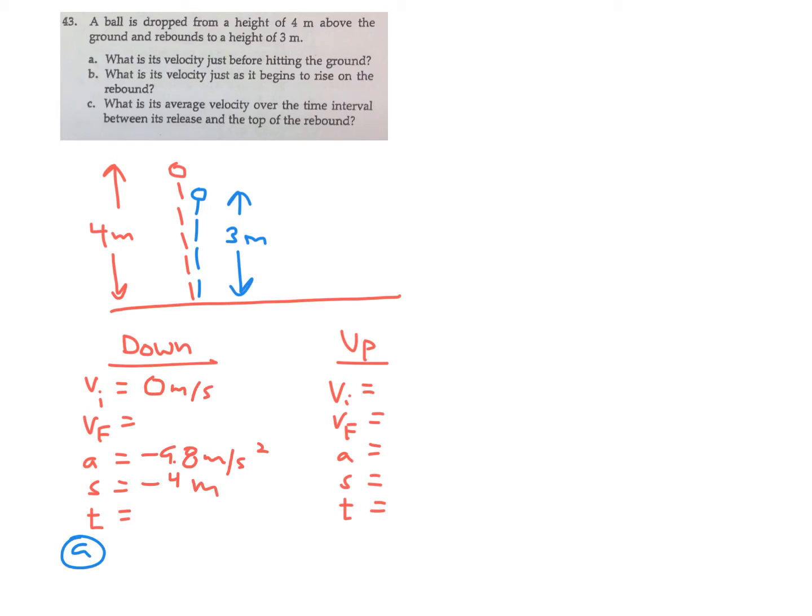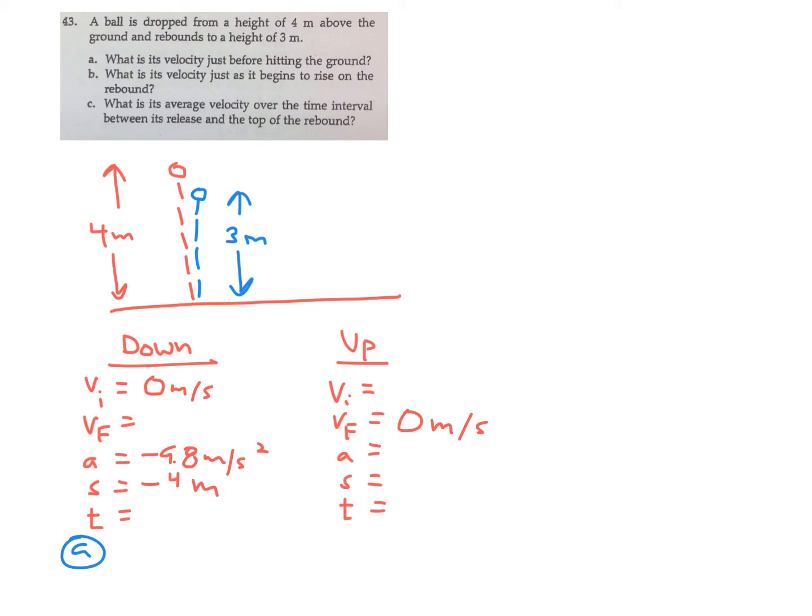Now, on the way up, we have to reset things. On the way up, the ball starts from the ground level. The ground level would be your point A. That's where V initial is. As the ball's going up, V final will be the top spot. V final will be 0 meters per second. It's going to come to rest when it gets to the top spot.